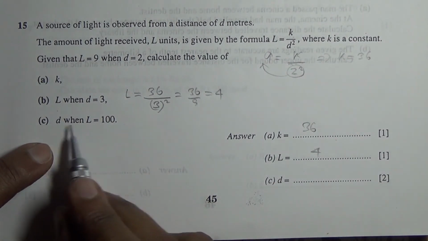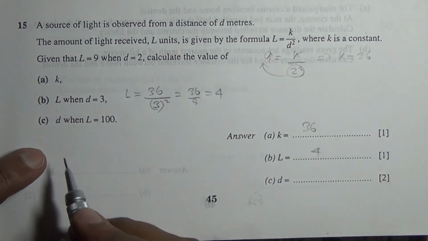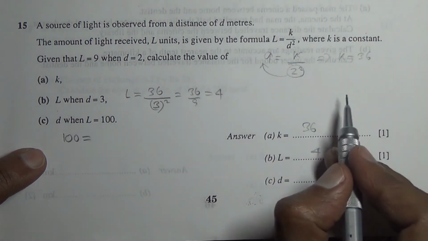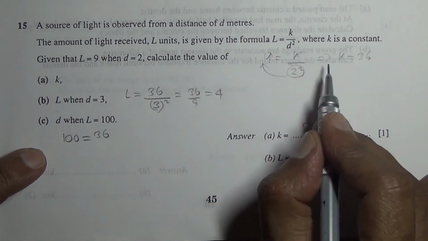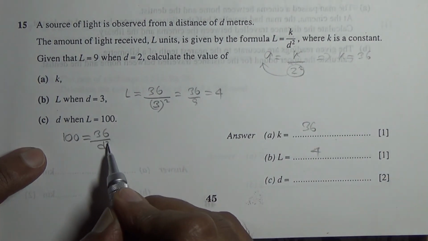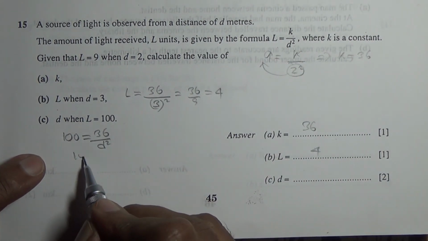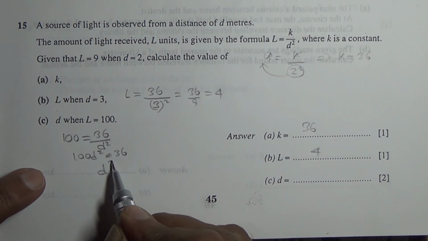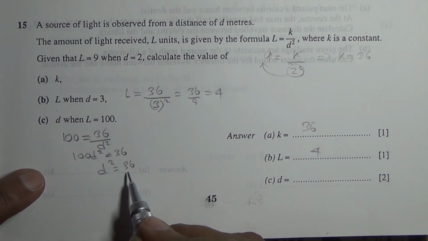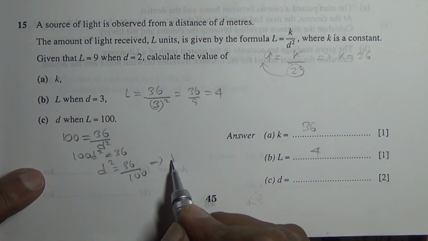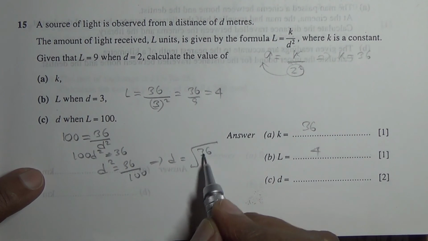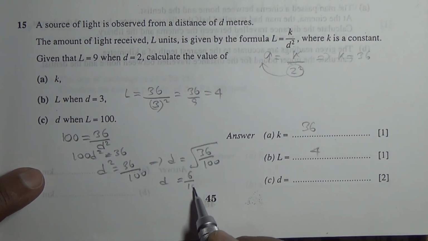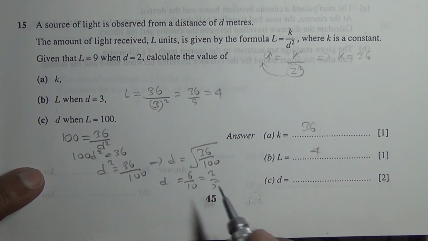This one is when L is equal to 100, we need to find D. So L is equal to 100, and we have K, which is 36 over D squared, and we have to find D. D squared times 100 is 100 D squared is equal to 36. So D squared is equal to 36 divided by 100, meaning that D is equal to the square root of 36 over 100, which is then 6 over 10, and that's 3 over 5.